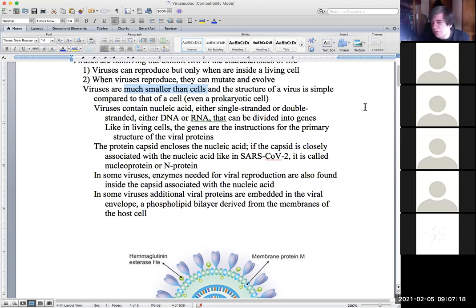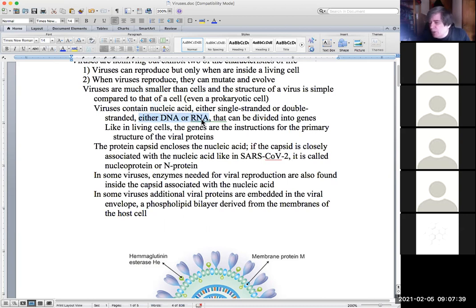All viruses have 2 parts. There are some other parts they may have, but not always. All viruses contain nucleic acid. Now notice that this nucleic acid can be either single-stranded or double-stranded. It's one or the other, they don't have both. And it can be either DNA or RNA.